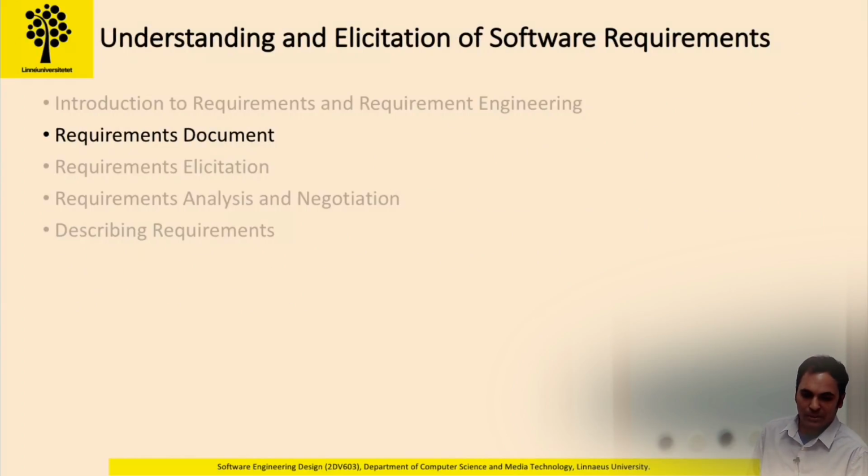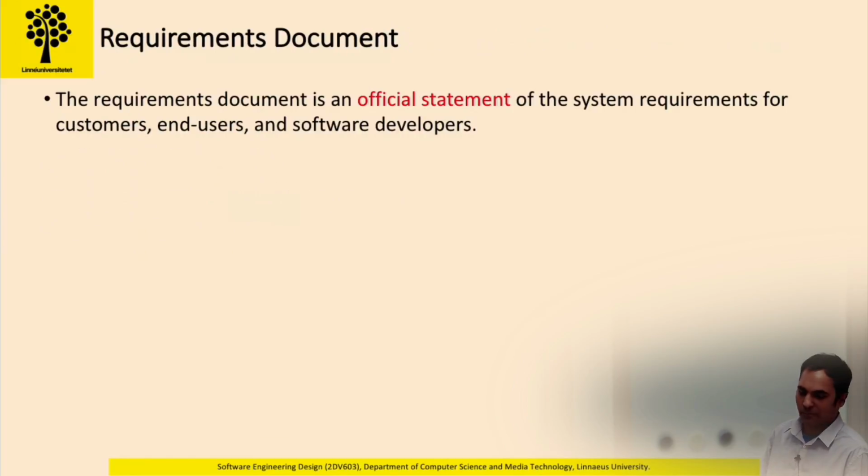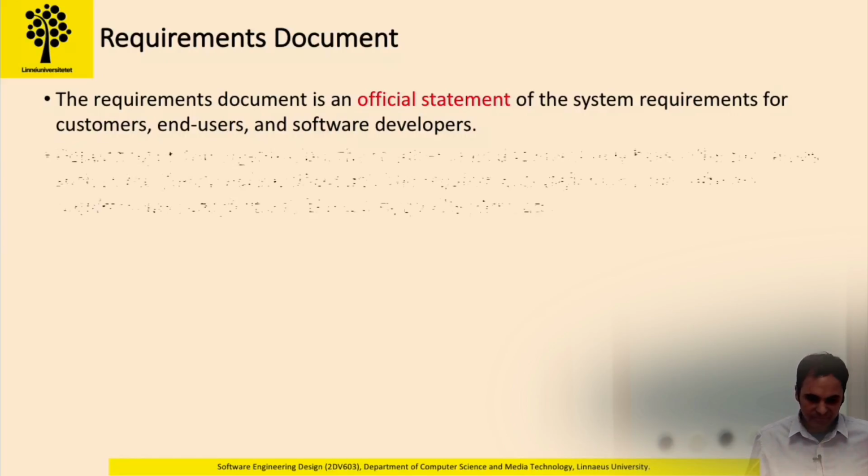So this was all about requirements and requirements engineering. And now we will go into more detail about the requirements document and other subsections we mentioned. So the first thing is the requirements document. I already mentioned some of it. The requirements document is basically the official statement of the system requirements for customers, end users, and software developers. It also works as a contract between the software developers and the end users.